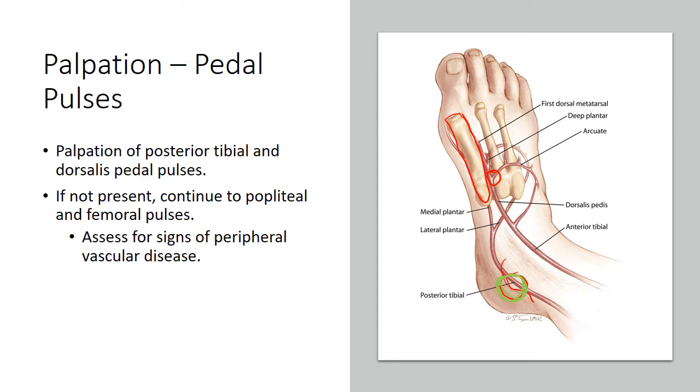pulse. Now, if they're not present, that might be indicative of peripheral vascular disease, so we need to assess for those. I'm not going to discuss that too much because that's outside the remit of this brief presentation. As we then continue up the leg, if these pulses aren't absent, we can palpate for the popliteal and femoral pulses higher up the leg.